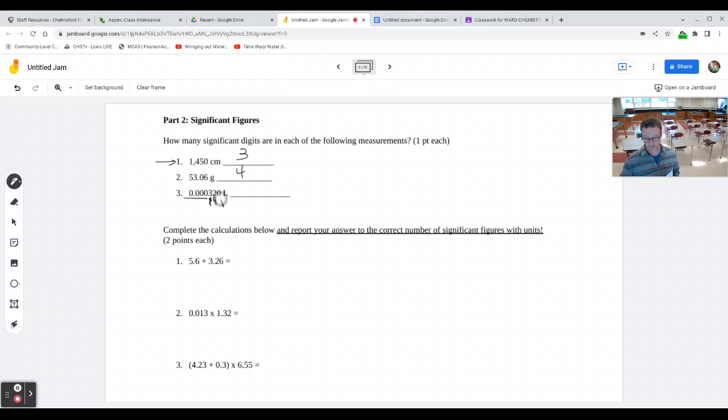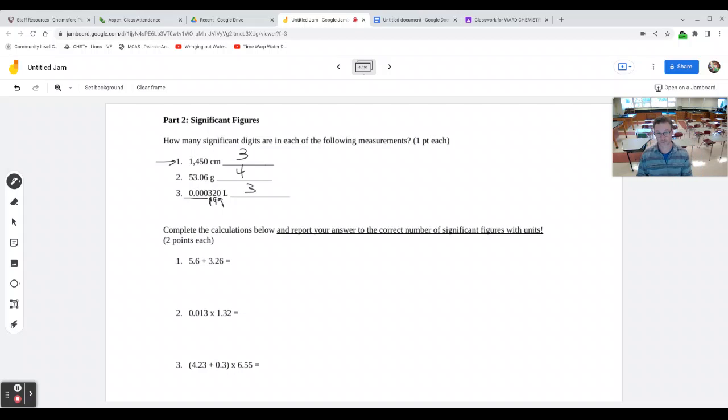This last zero falls under rule number 3. It is a trailing zero at the end of the number, and there's a decimal point in the number. So therefore, there are 3 significant figures here. Okay, so then we're going to do some calculations and rounding with significant figures.